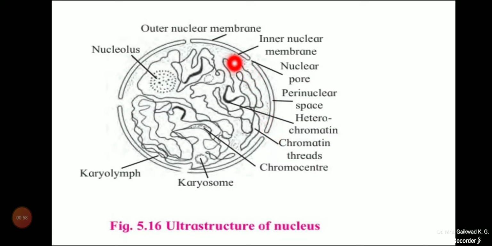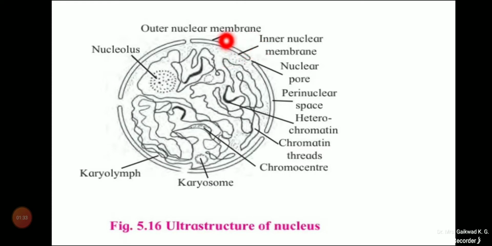The nuclear envelope is the double-walled delimiting membrane of the nucleus. It consists of two membranes, that is the outer nuclear membrane and the inner nuclear membrane. These two membranes are separated from each other by the perinuclear space. The space present between the outer nuclear membrane and inner nuclear membrane is called the perinuclear space, which is about 10 to 50 nm.